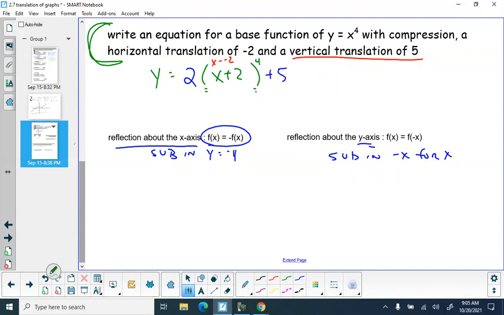Then, if I have a reflection about the x-axis, we sub in negative y for y. So we're going to sub in negative y is equal to 2 times x plus 2 to the fourth plus 5. Now to solve for y, we can multiply both sides by negative 1. So we have y is equal to negative 2 times x plus 2 to the fourth minus 5.